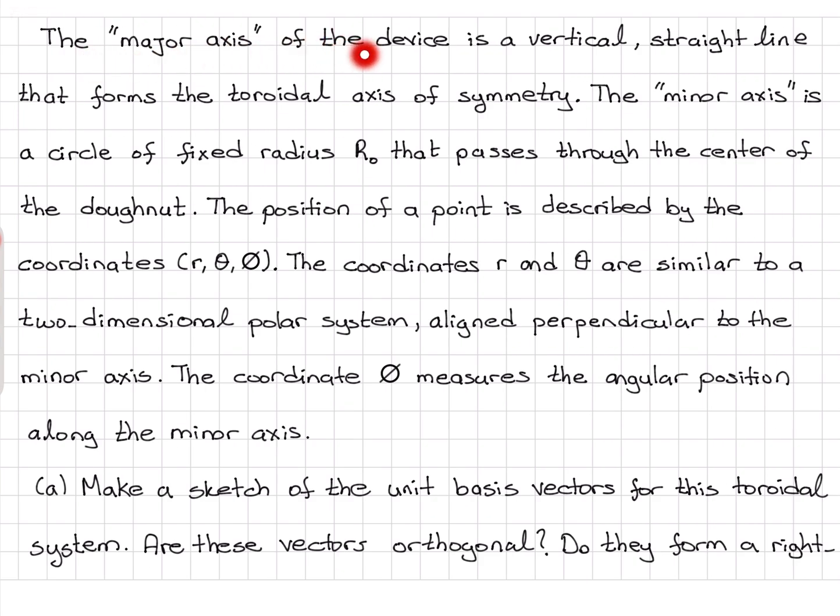The major axis of the device is a vertical straight line that forms the toroidal axis of symmetry. The minor axis is a circle of fixed radius R0 that passes through the center of the donut. The position of a point is described by the coordinates r, theta, and phi. The coordinates r and theta are similar to a two-dimensional polar system aligned perpendicular to the minor axis. The coordinate phi measures the angular position along the minor axis.